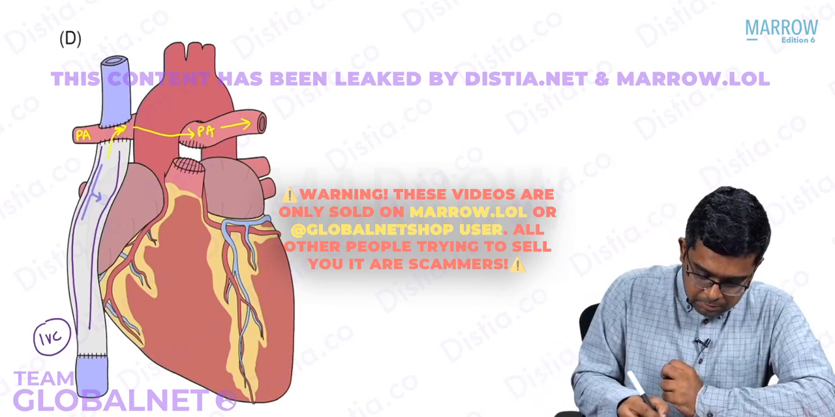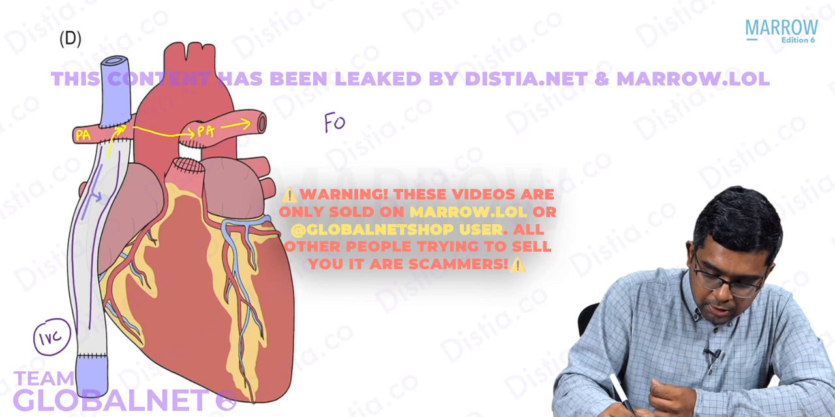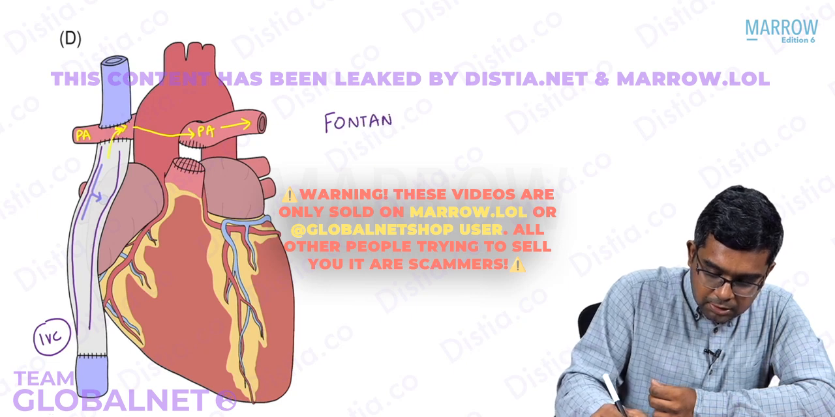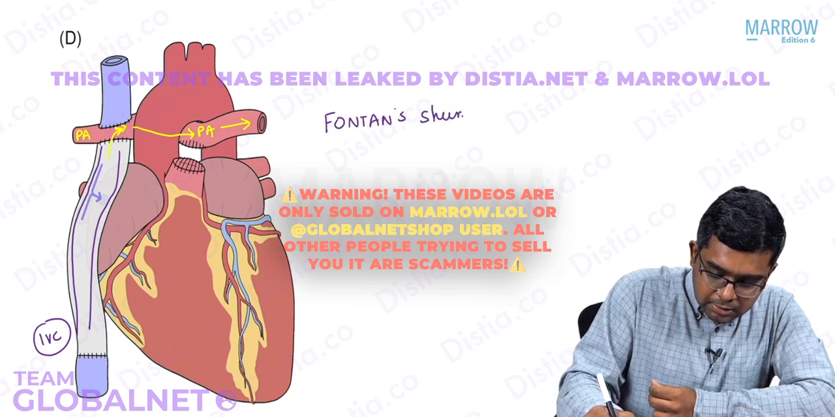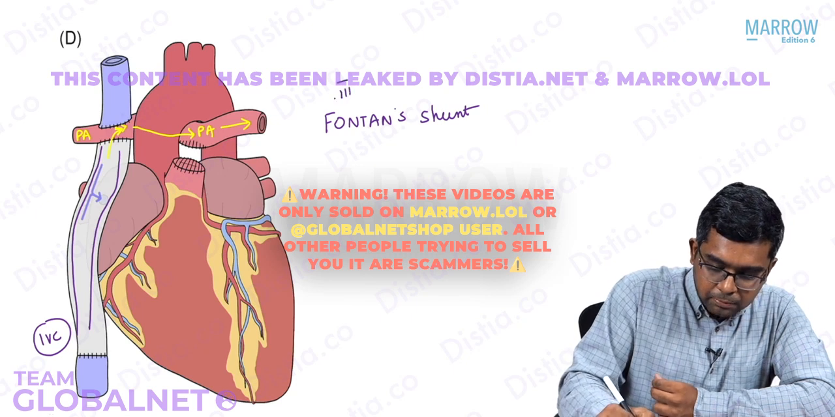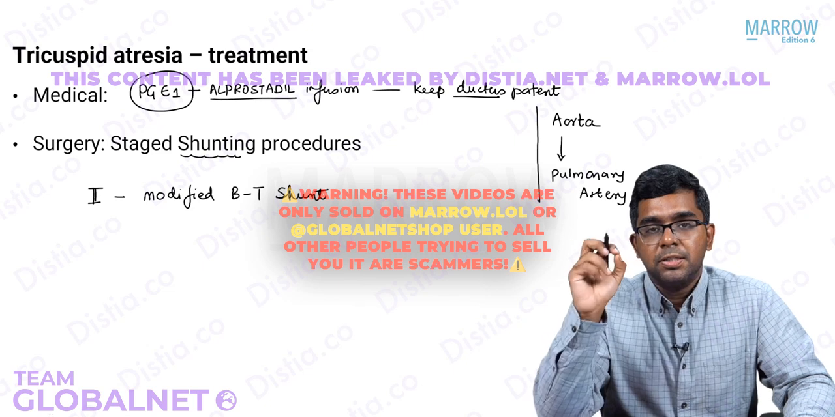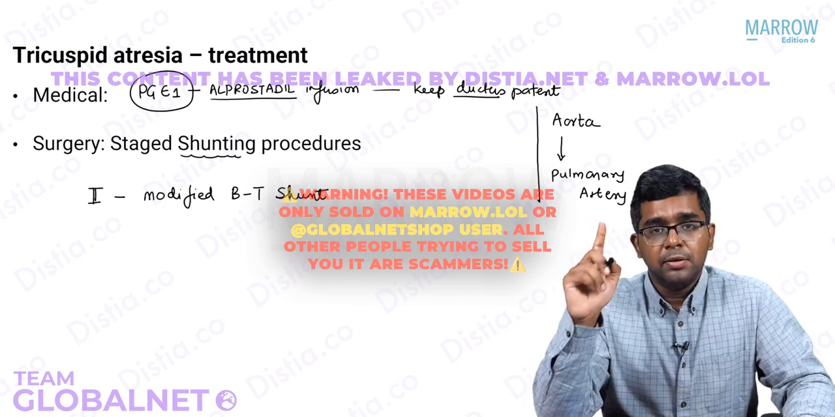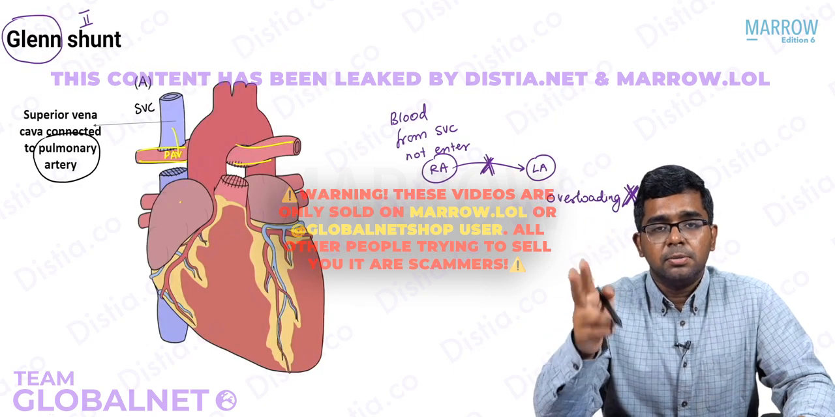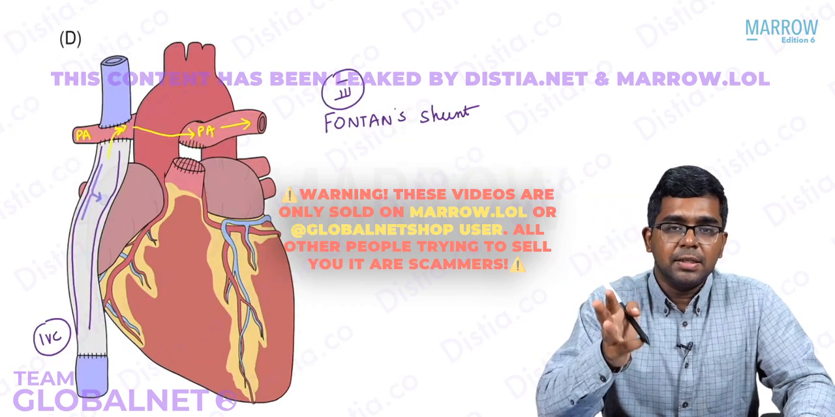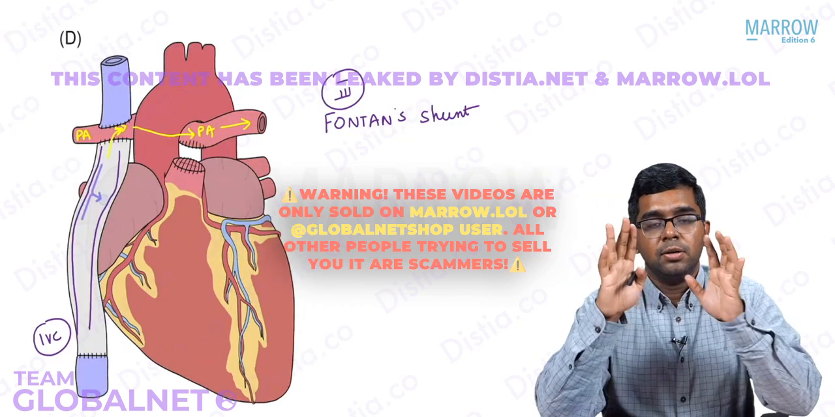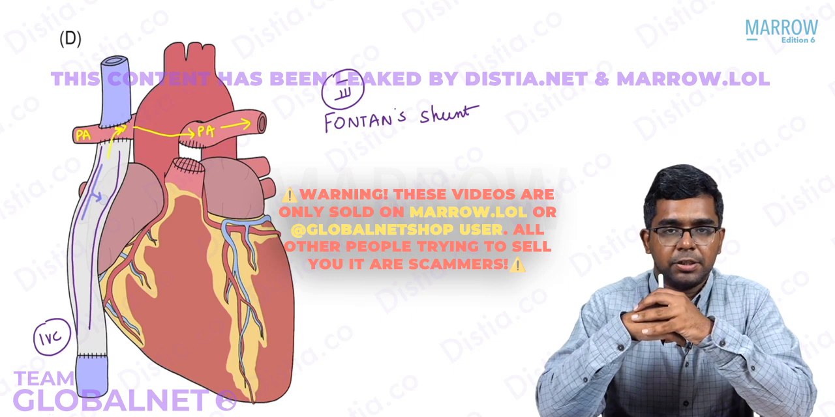And the name of this procedure is called the Fontan procedure, or the Fontan shunt. This is the third shunt which we perform in these patients. So don't forget the order of shunt procedures in tricuspid atresia. Number one, modified Blalock Taussig shunt. Number two, Glenn shunt. And number three is the Fontan shunt. This is about the treatment of tricuspid atresia.